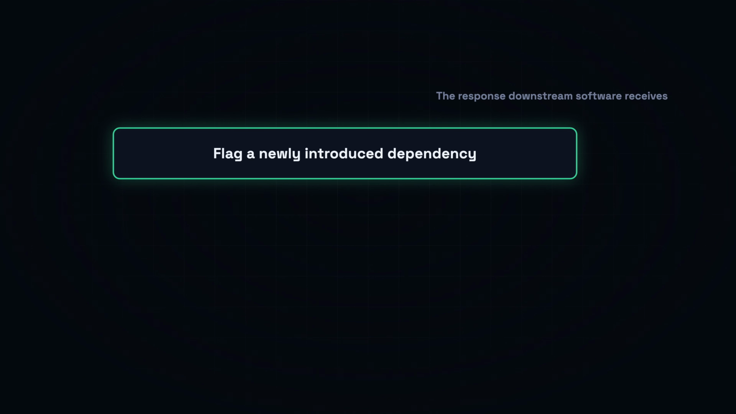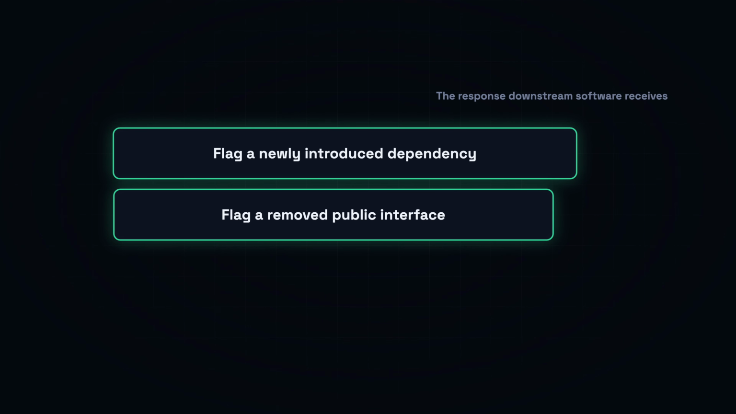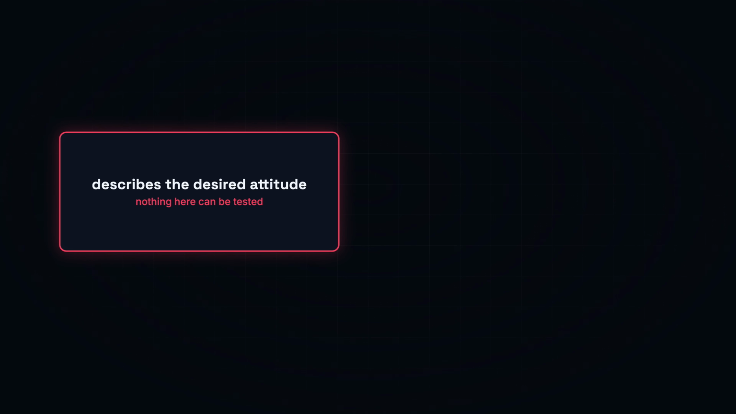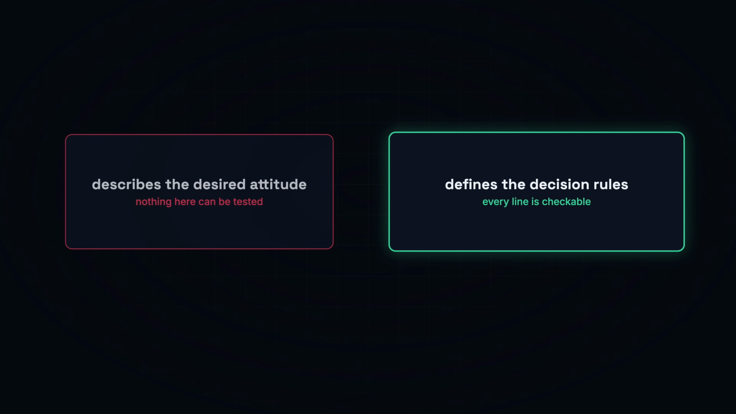Replace attitude with observable criteria. Flag a newly introduced dependency. Flag a removed public interface. Flag a refund outside the permitted policy window. Weak prompts describe the desired attitude. Strong prompts define the decision rules.